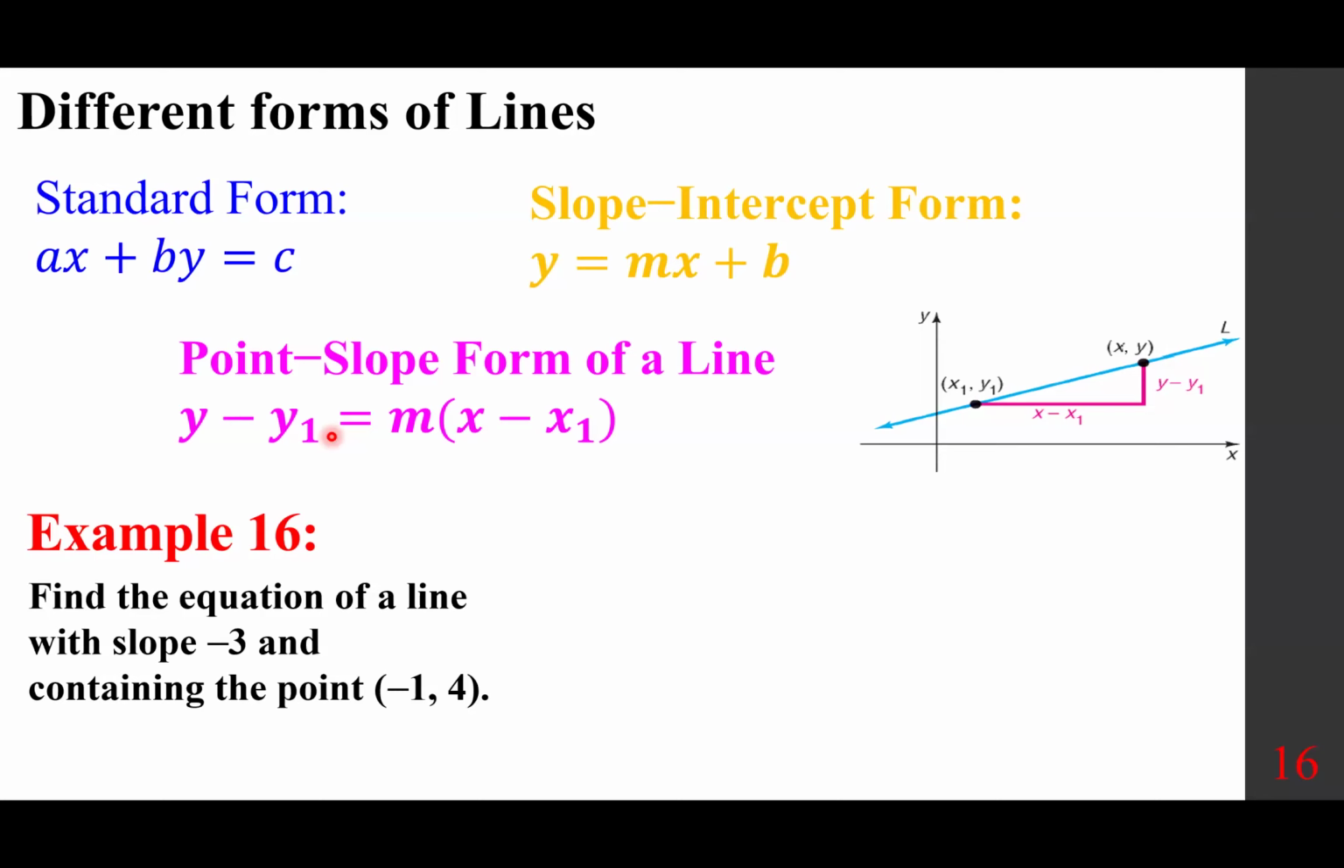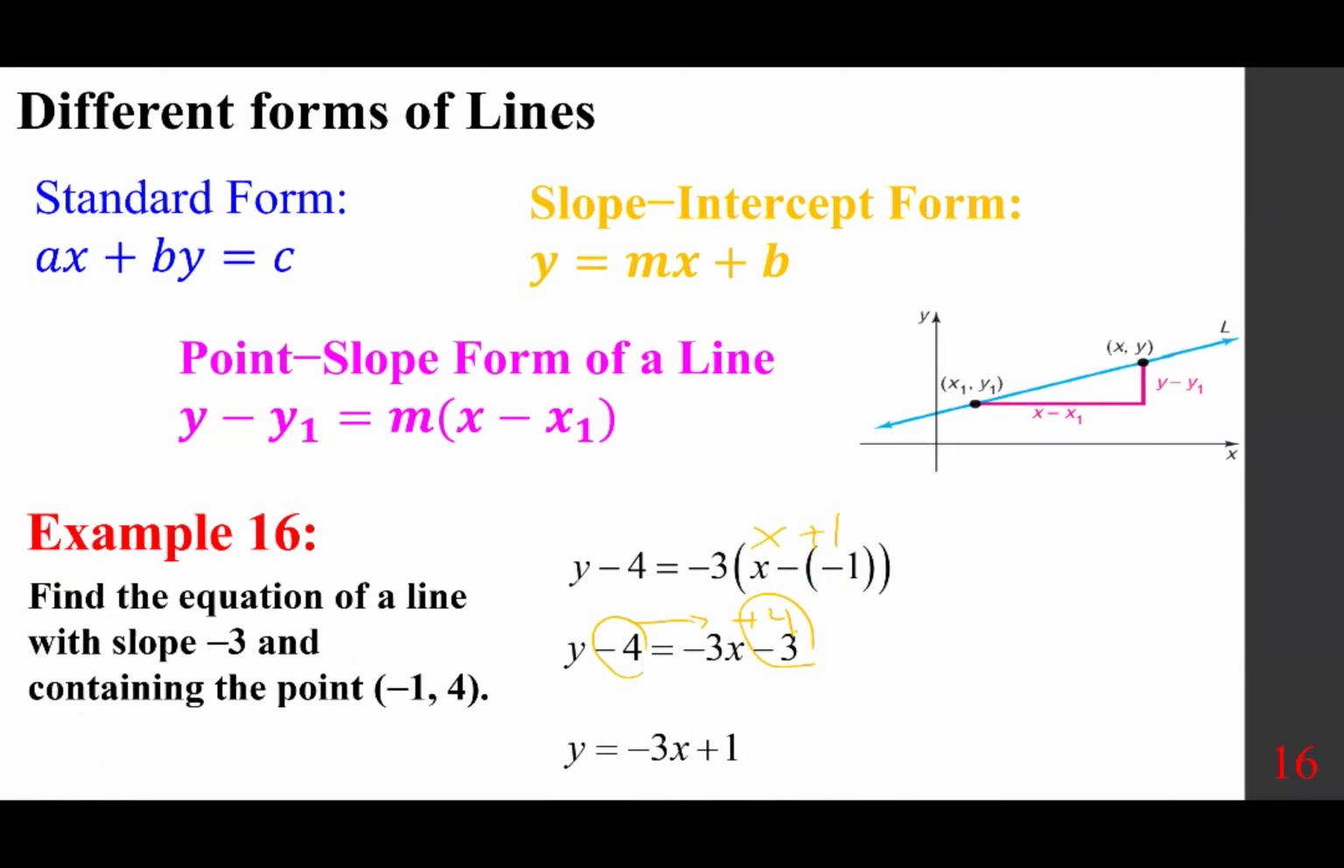So if we want to stick with that, y minus y1 means y minus 4 equals m, negative 3, times x minus x1, which means x minus minus 1, and that makes this plus 1. You distribute the negative 3. You move the negative 4, which becomes positive 4. And here's the equation. You should always put it in slope-intercept form unless asked otherwise.